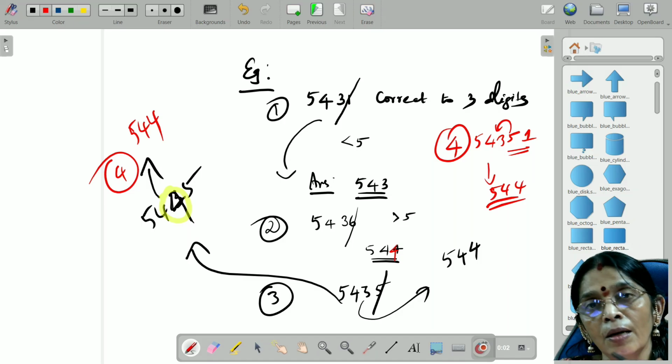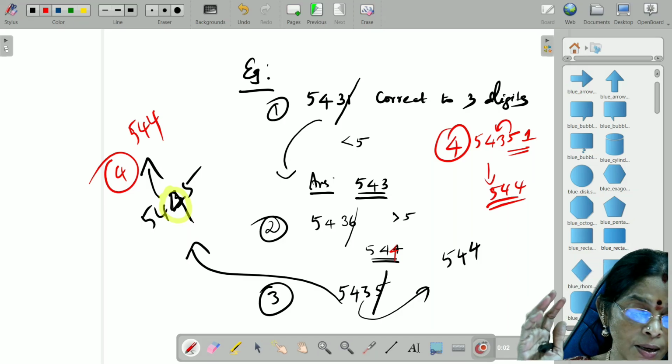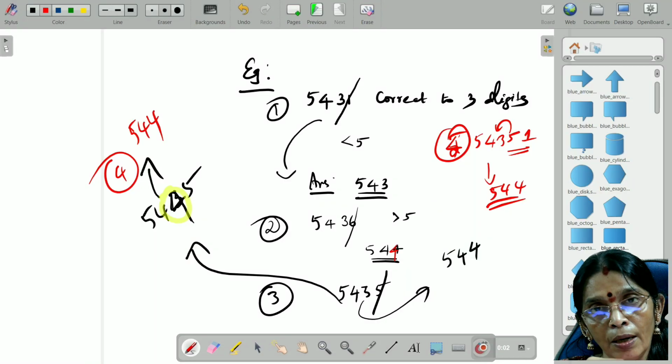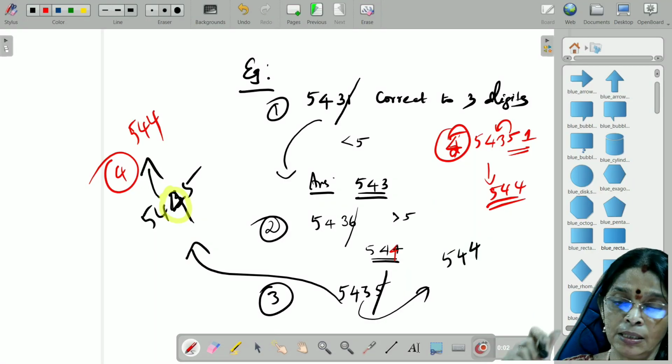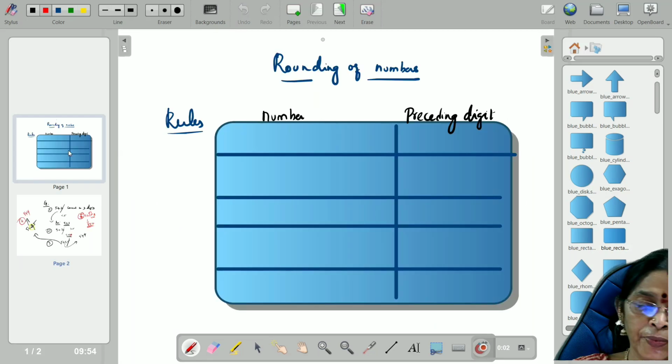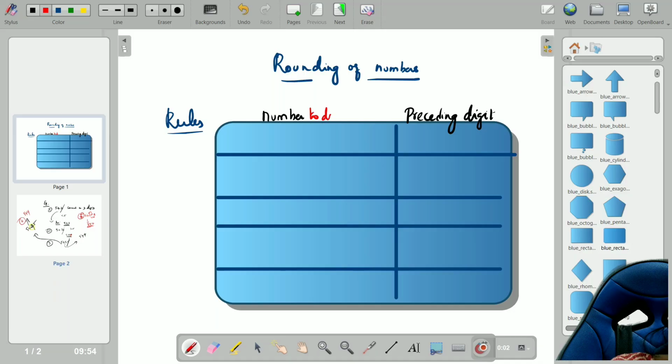So these are the rules, children. Only by knowing these 5 rules, you can round off any numbers. So now come back, and we will see the rules. Write down: digit to be dropped.